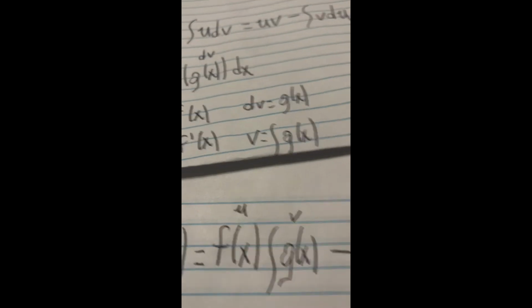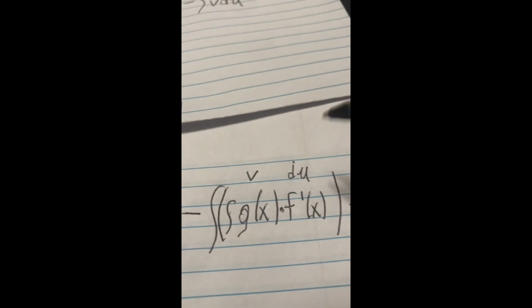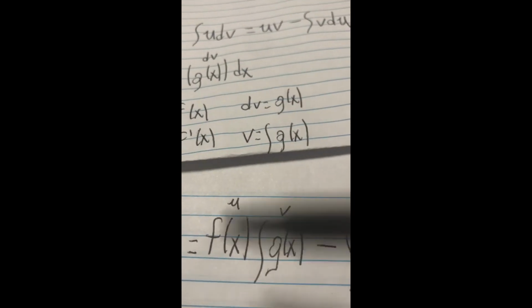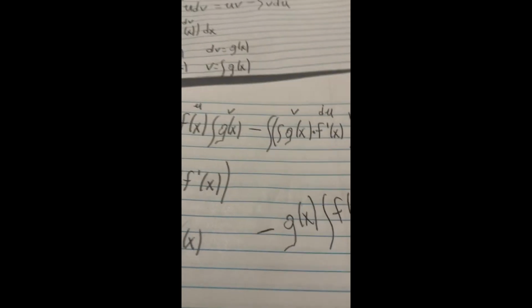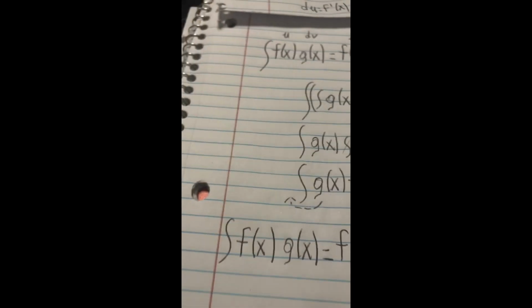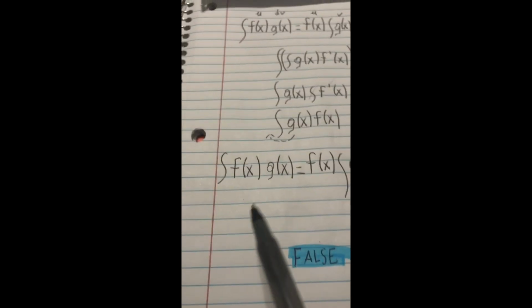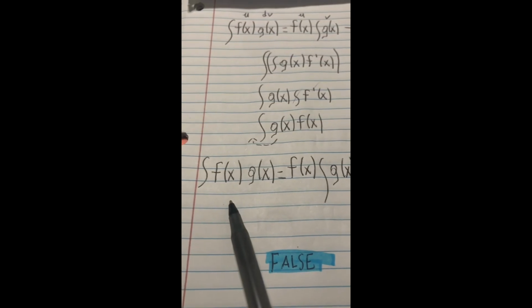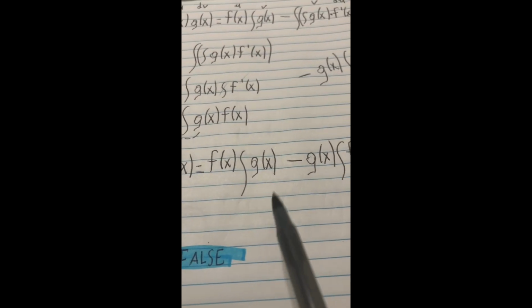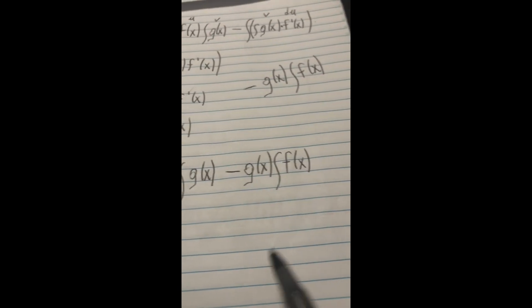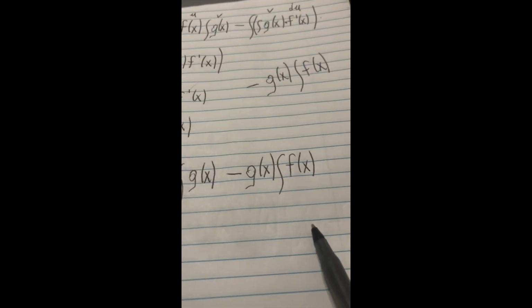So we simplified this v du part down. Now we're just going to have this f of x, g of x minus this g of x integral f of x. So now we get the integral of f of x, g of x is going to be equal to f of x integral g of x minus g of x integral f of x.